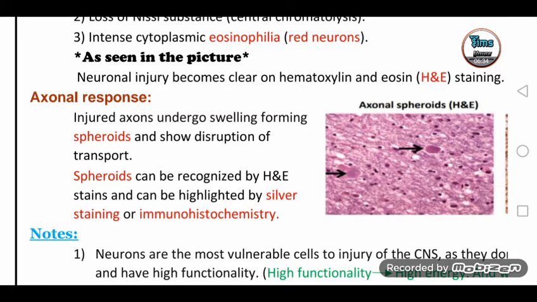Now we're going to talk about the axonal response. Injured axons undergo swelling, forming spheroids, and so disruption of transport. As we all know, the function of the axon in the central nervous system or in the neuron itself is to transport signals.